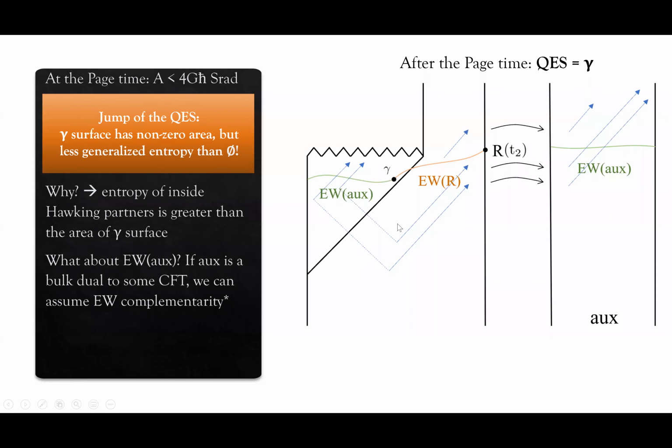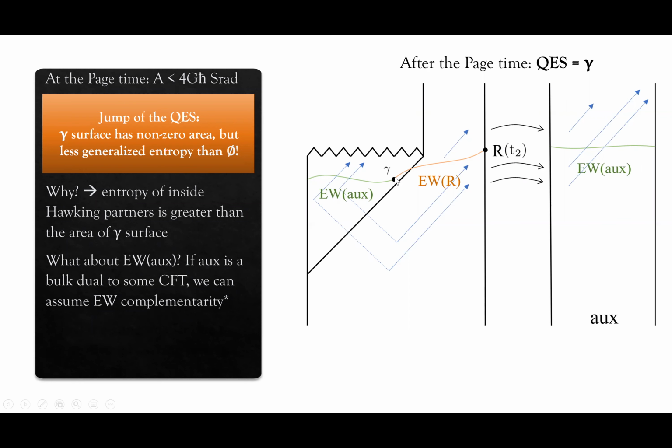So right, this is where I'm going right now. If I can say that this auxiliary system is some AdS spacetime that has its own dual CFT, which is the most natural thing to do, then all of this is going to be evolving unitarily. It's just like with usual two quantum systems. I'm just choosing to look at one of them, but in total, they are evolving unitarily. So if I have this auxiliary system as an AdS bulk dual to some CFT, then I can assume something called the entanglement wedge complementarity, which is basically putting in unitarity by hand.